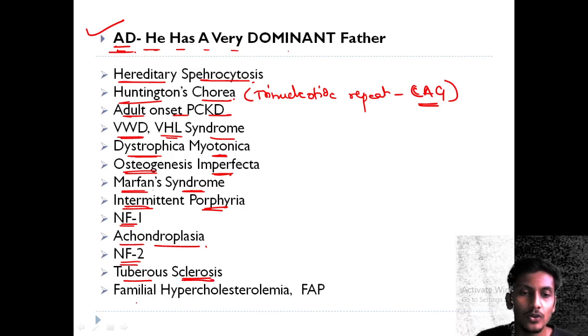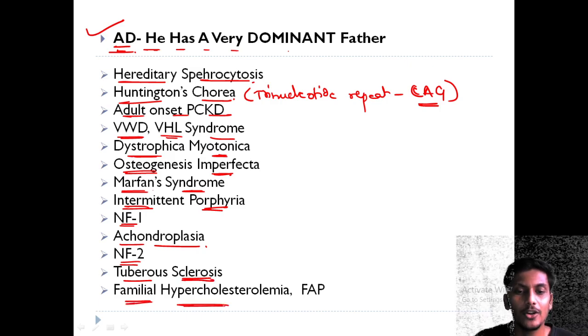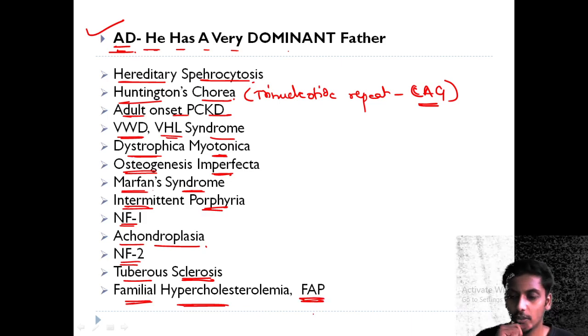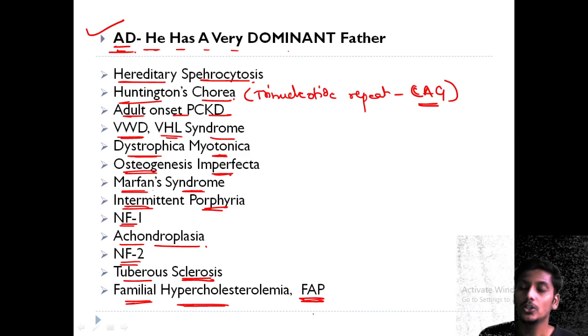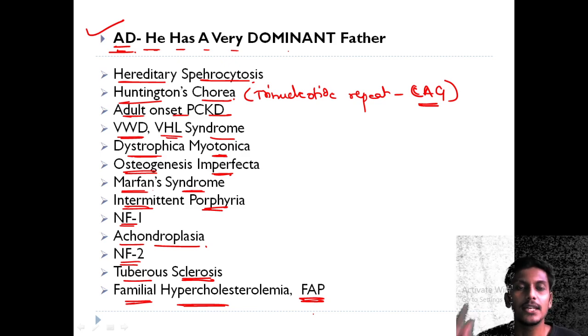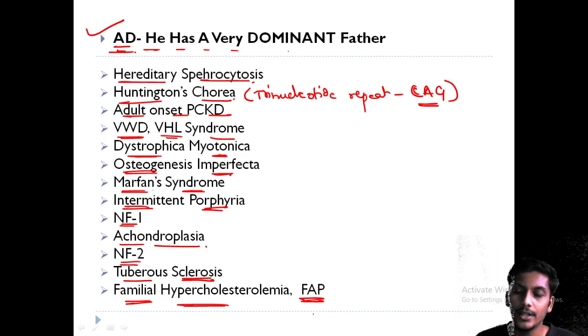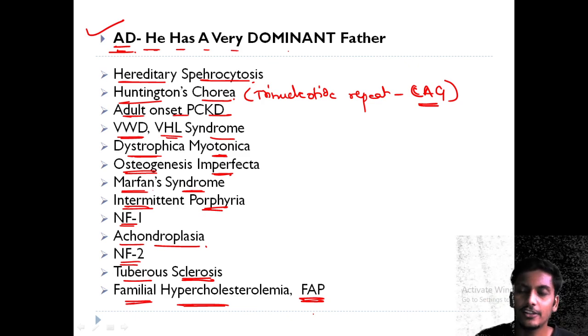And last, F goes for familial hypercholesterolemia or FAP. FAP, we mean familial adenomatous polyposis, which is a predisposing condition to colorectal carcinoma. Right, so this is the mnemonic for your autosomal dominant pattern of inheritance. All these disorders usually inherit by this pattern of inheritance.